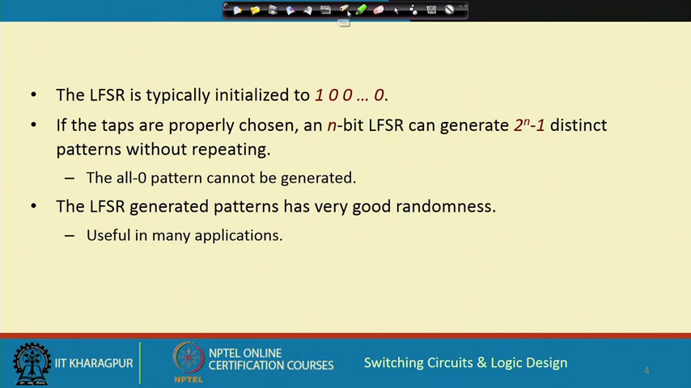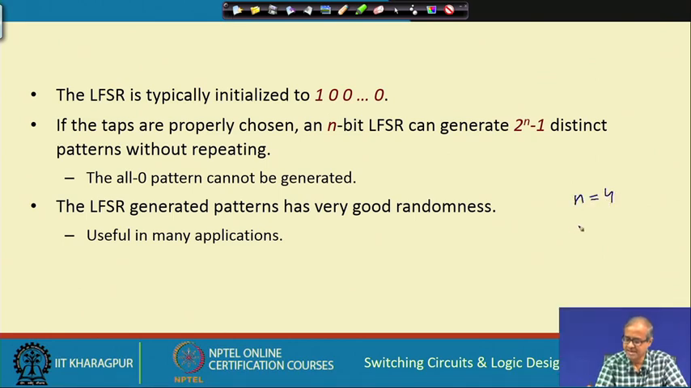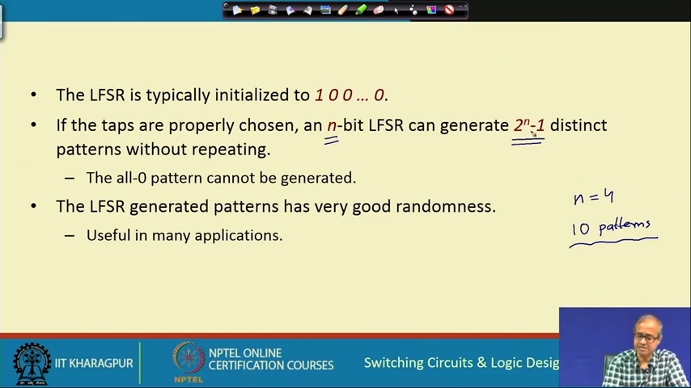So, as we have seen, in a practical application, LFSR is typically initialized with 1, 0 and the rest 1s. And the point to note is that in the example that we took, it was a 4 bit LFSR and it generated 10 patterns, right? But if we choose the tapping points in a suitable way, then an n bit LFSR can generate 2 to the power n minus 1 distinct patterns. Well, why minus 1? With the exception of the all 0 pattern, because the all 0 pattern cannot be a state in a cycle. If we initialize the LFSR to all 0 pattern, it will indefinitely remain in the all 0 state, it will never come out.